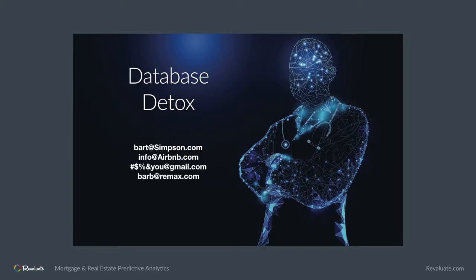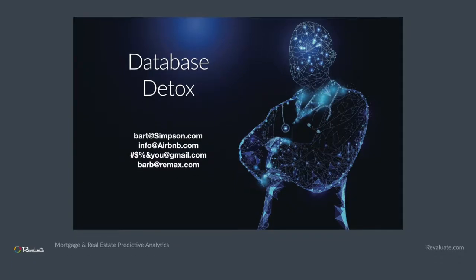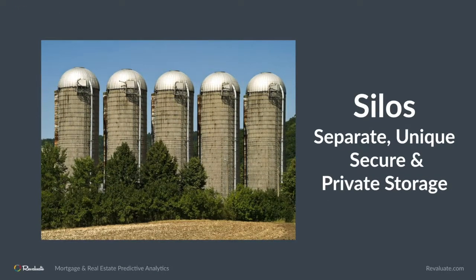And Revaluate goes through and pulls out, on average, 16% of a database once we receive it. We're going to detox 16%, and we're going to store it and save it for you so that you can examine it, use it for other purposes as well, and we'll get into that later. Now that we have that sort of defined and understood, what we do is we take that data and we put it into what we call a silo. So these are the silos that you might see throughout the United States right now, and it's a good visual representation because we're talking about having, in this case, 5 different people's database in 5 different silos, and those silos are all unique, separate, secure, and private storage for your contacts.